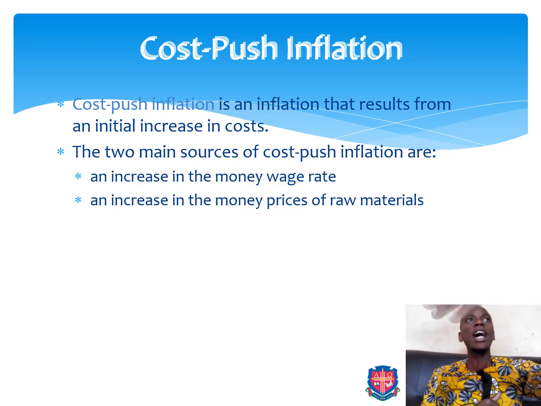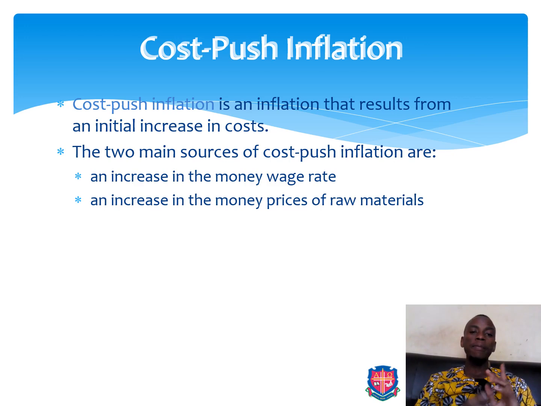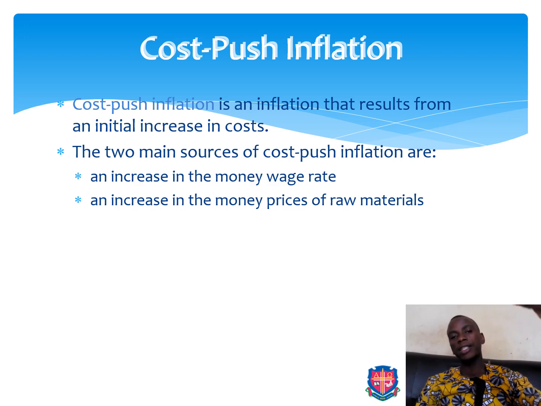For production to take place, you also use raw materials and so on and so forth. Cost push inflation is caused by mainly two things: an increase in the wage rate and an increase in the money price of raw materials. Like I told you, labor is one of the key factors of production. Here we're talking about workers; they need to be paid. So when the amount of money you pay workers increases, chances are that the price of the product you're producing will increase.